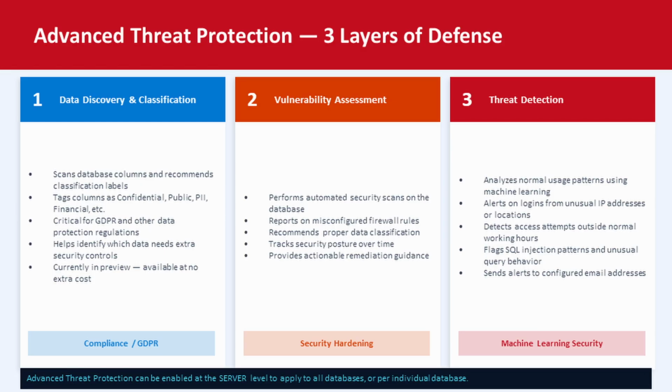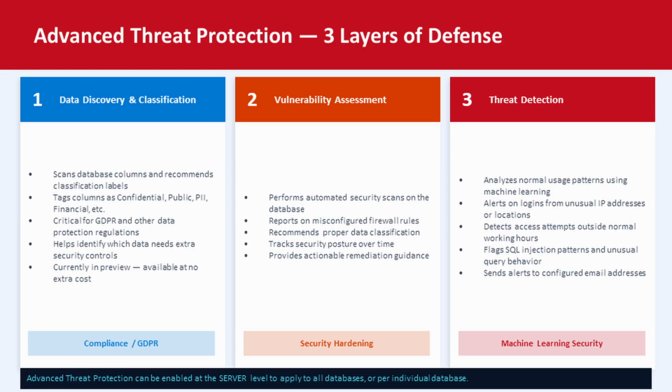The third layer is threat detection, and this is the most powerful one. It applies machine learning to your database's login and query history to establish what normal behavior looks like. Then it continuously monitors for deviations from that normal behavior and sends alerts when something suspicious occurs.